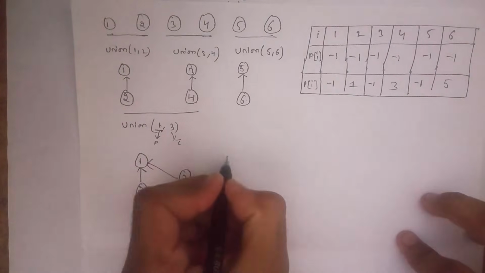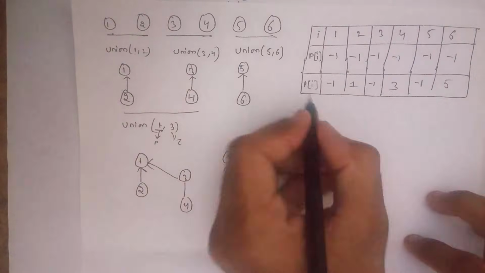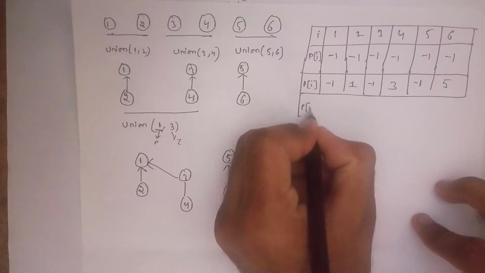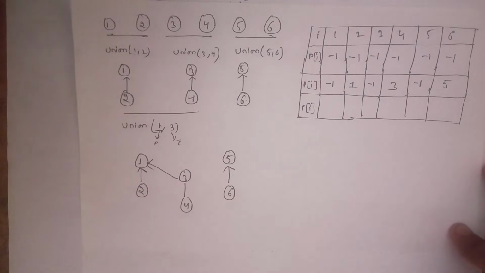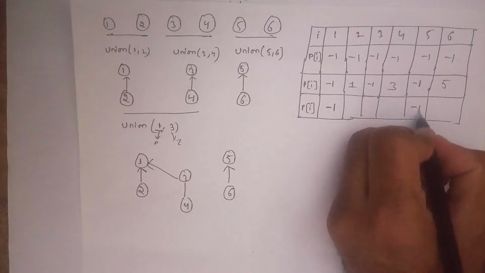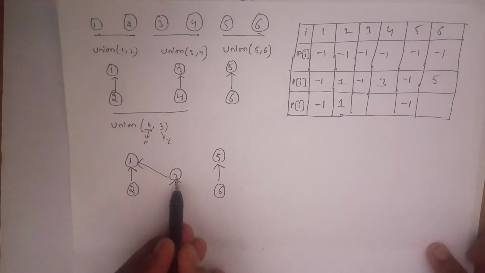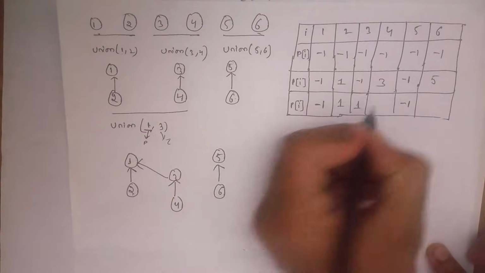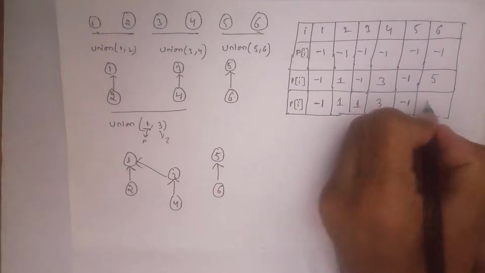And take 5, 6 as it is, 5 and 6. Now after performing this union operation, again we need to update parent, that is P of I. What are root nodes? 1 and 5 are root nodes. So give -1 for 1 and 5. For 1 -1 and similarly for 5 -1. 2 parent is 1, and similarly 3 parent is 1 and 4 parent is 3, 6 parent is 5.